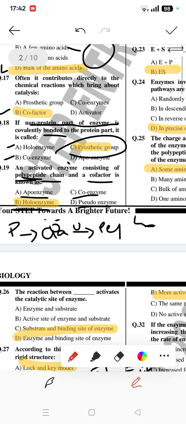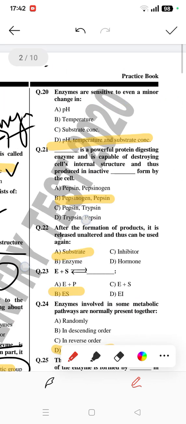Pseudoenzyme: pseudo means false, not true, like pseudoamoeba, pseudophytes. This means false. Enzymes are sensitive to even a minor change. If you change a little the pH, temperature or any property, it will change its activity. So enzymes are sensitive to even minor changes in pH, temperature and substrate concentration. So D is the right option.